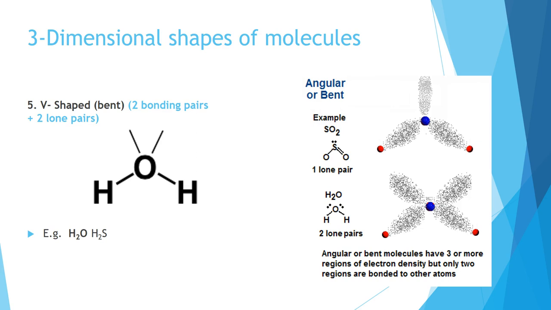V-shaped or bent, 2 bonding pairs and 2 lone pairs. We see this in SO2 molecules, H2S molecules, and our most characteristic time we see this is our water molecule. So these 2 big lone pairs up here push these 2 hydrogens together so that we get that bent shape rather than a linear shape.